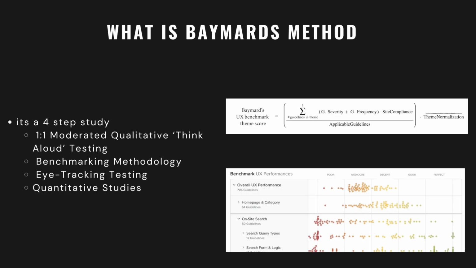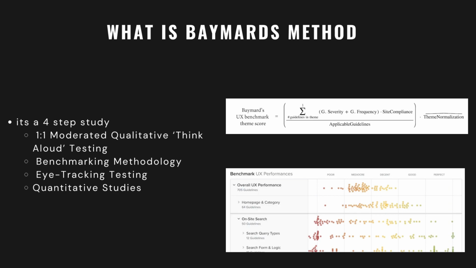What is Baymod's method? Baymod's research methodology was a 110,000 hour UX e-commerce research study to gain more traction to their e-commerce side. This broke down into 4 different groups or steps, and the first step was the one-to-one moderated qualitative think aloud testing. The second was the benchmarking methodology. The third one was the eye tracking testing, and the fourth one was a quantitative studies. I wanted to quickly go over the steps and how they use them.